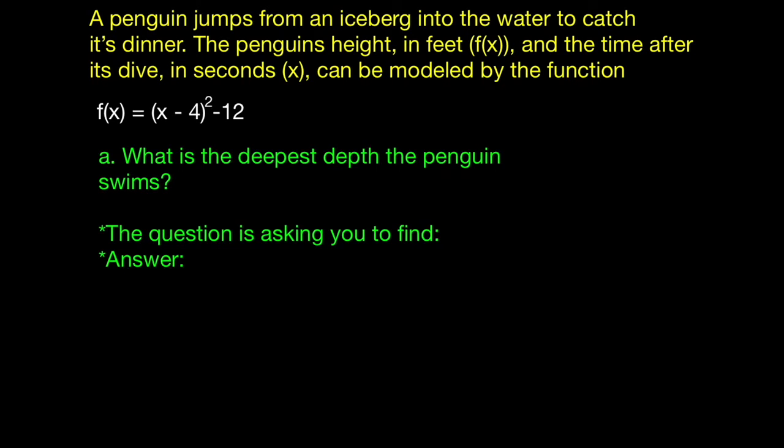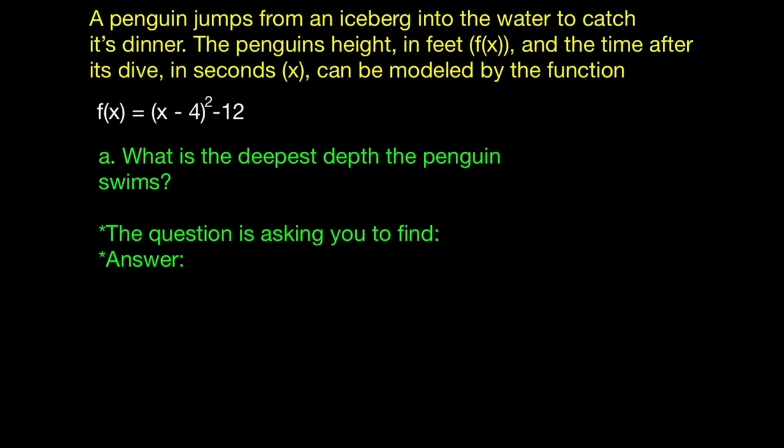A penguin jumps from an iceberg into the water to catch its dinner. The penguin's height in feet, f of x, and the time after its dive in seconds, x, can be modeled by the function f of x equals quantity x minus 4 squared minus 12. Part A is asking us what is the deepest depth that the penguin swims.